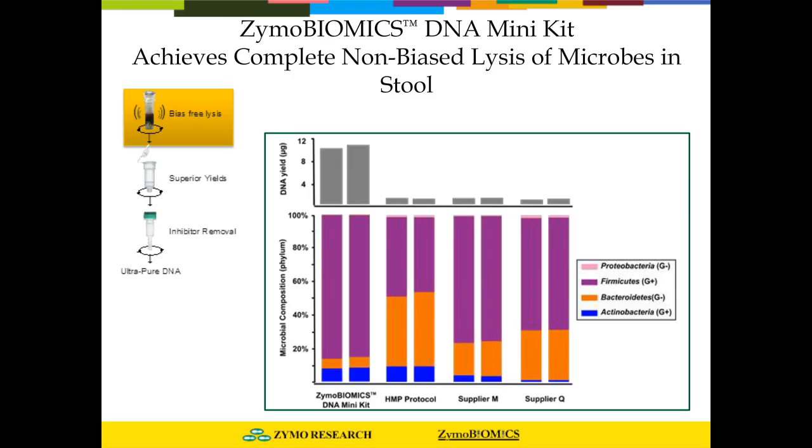And then in the case of the fecal sample, you notice that this data closely aligns or agrees with the data we observed with the standards, with the firmicutes, the gram-positives being lysed more efficiently with the ZymoBIOMICS DNA mini kit, and the other gram-positive, the actinobacteria. And you notice that the bacteroides actually represent a very small fraction of the sample. However, the other methods show bacteroides actually composing a much larger fraction and misrepresenting what is actually present.